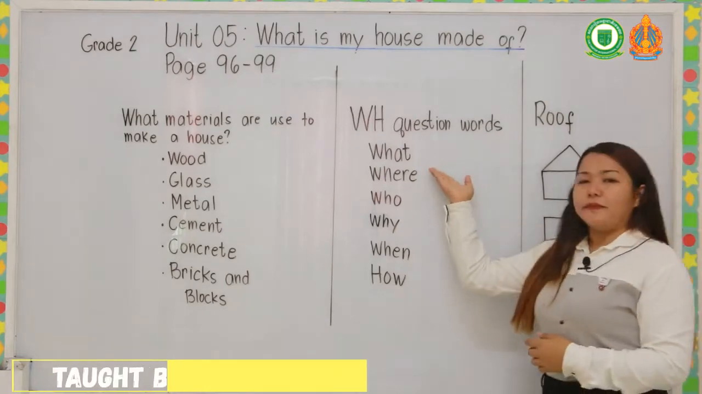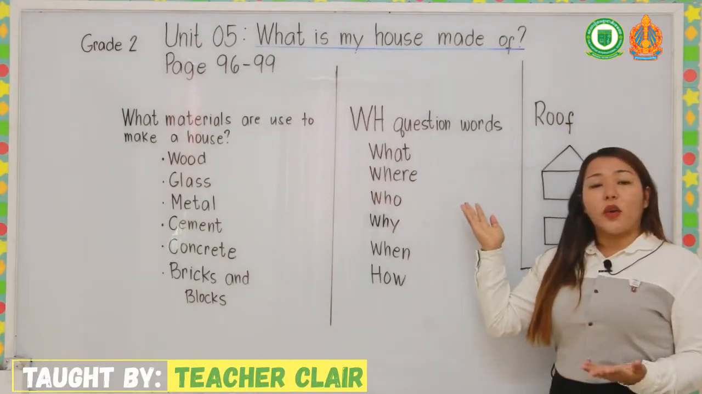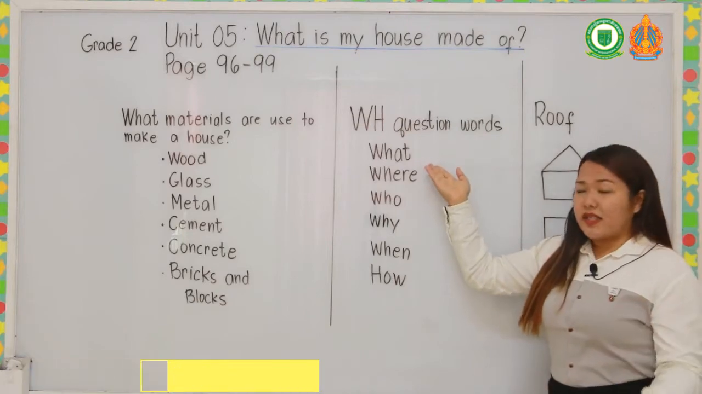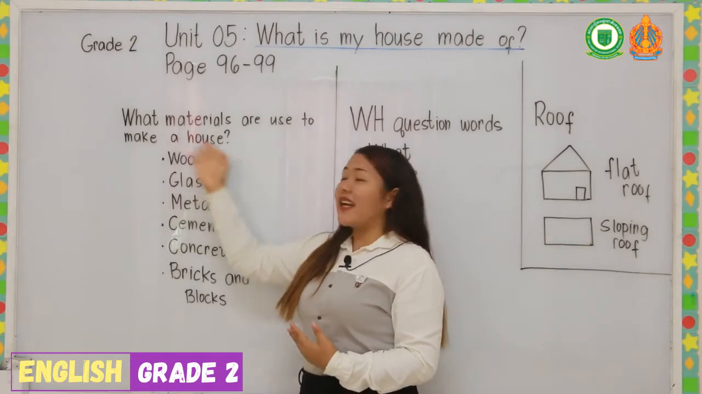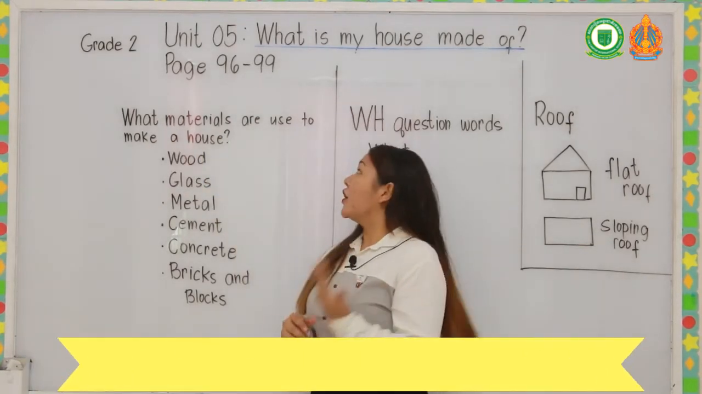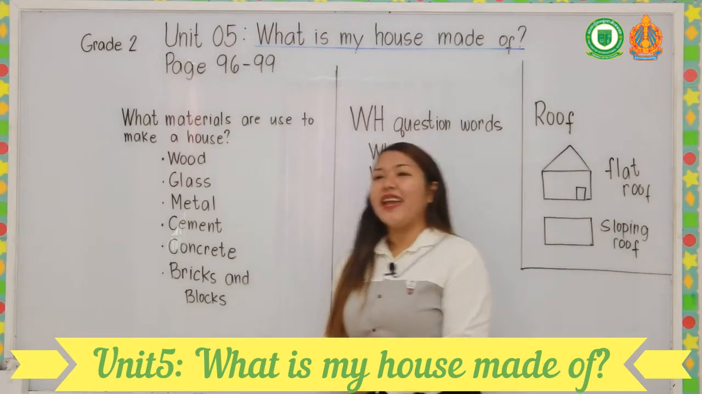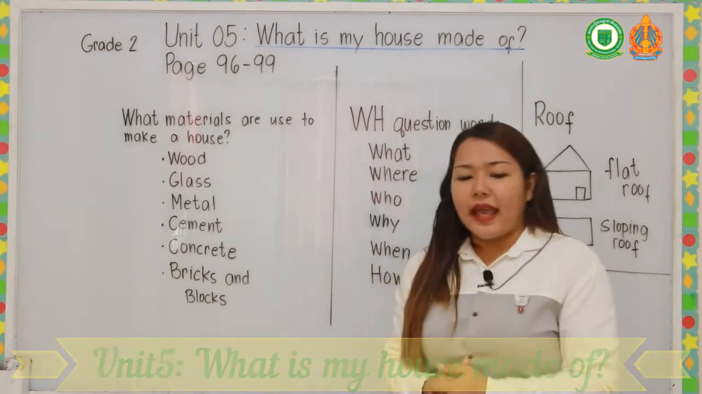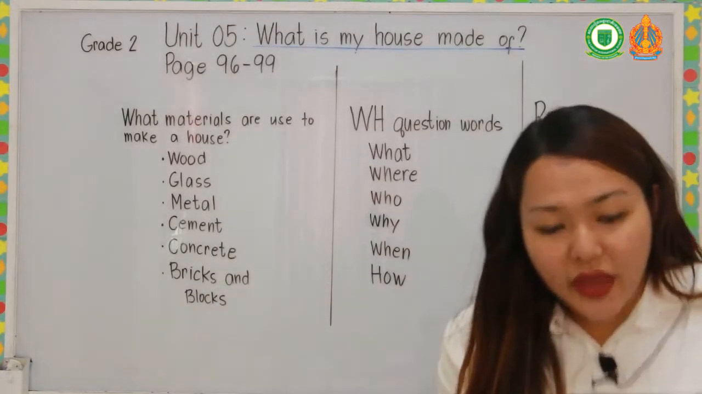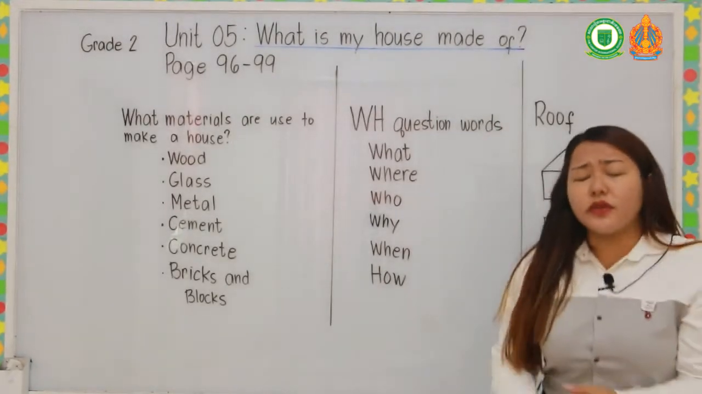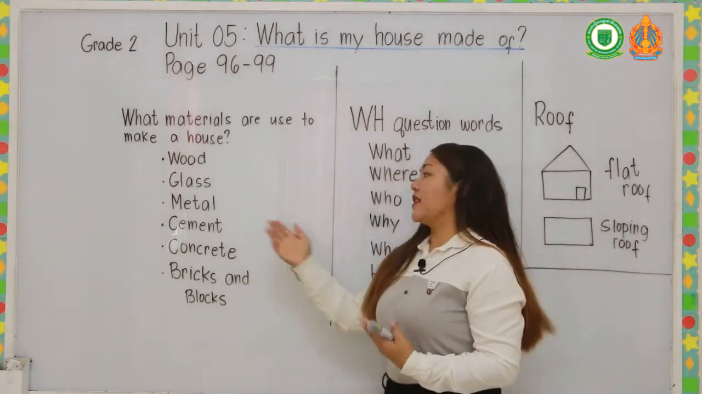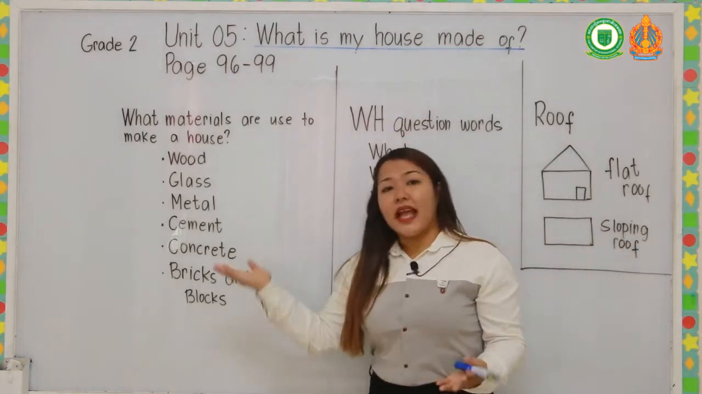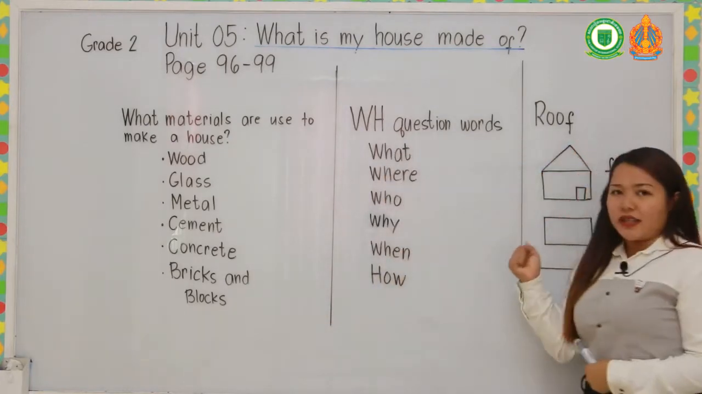Let's make a question using the word what. What materials are used to make a house? We are asking a question, and in that question I want to know things. So what are the things that we use to make a house? We can use concrete, cement, metal, glass, and so on and so forth.